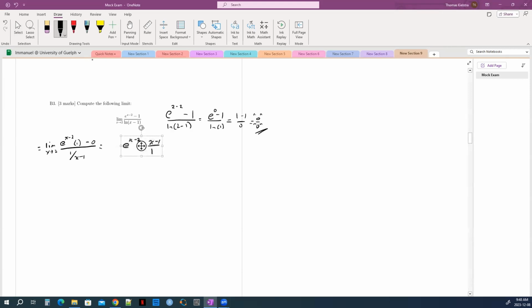It equals the limit as x approaches 2 of this expression, which equals e to the 2 minus 2 times 2 minus 1. Remember, what I'm doing here is multiplying by the reciprocal to bring it up, which equals e to the 0 times 1, 1 times 1. So our limit is 1.